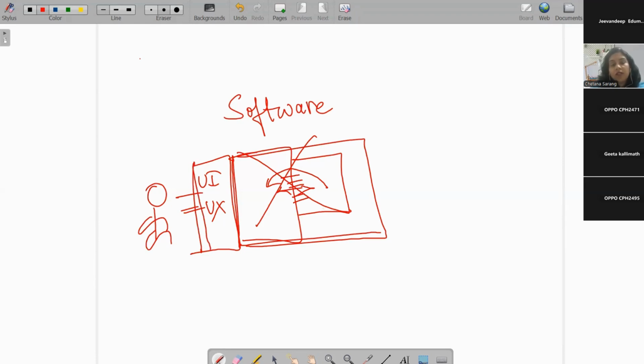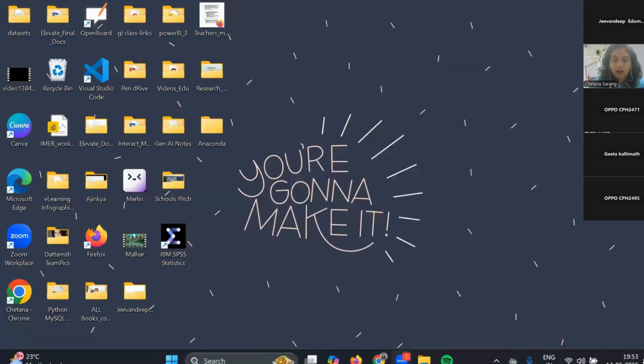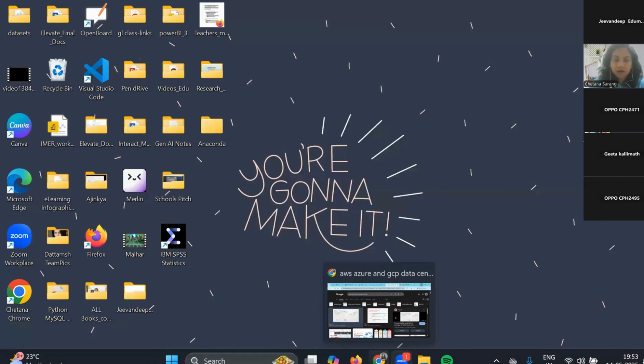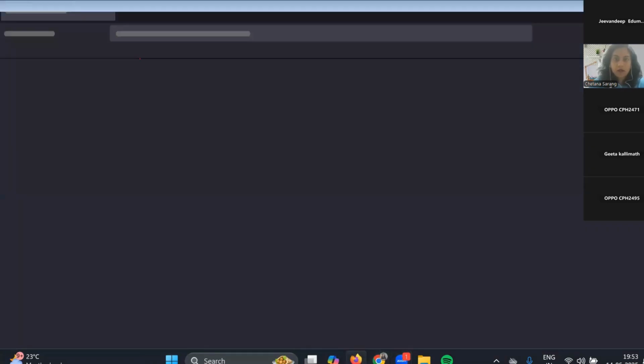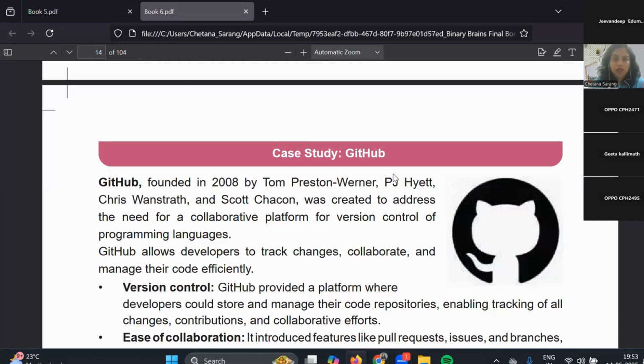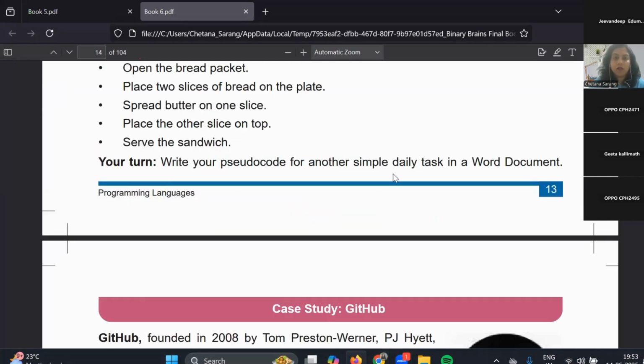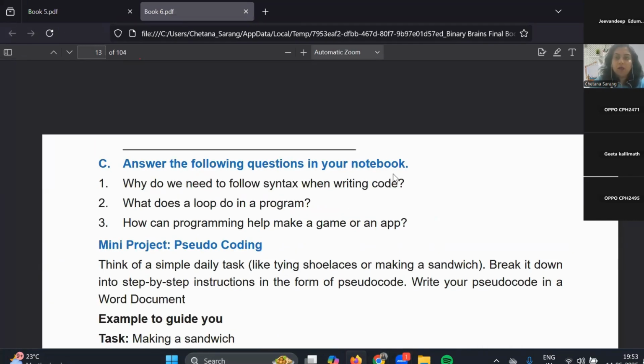So this covers just the basics of programming languages, fundamentals. There is one concept called GitHub, which I'll cover tomorrow as a case study. Tomorrow I'll be beginning the session with this GitHub. But today, let me quickly scroll through this chapter.